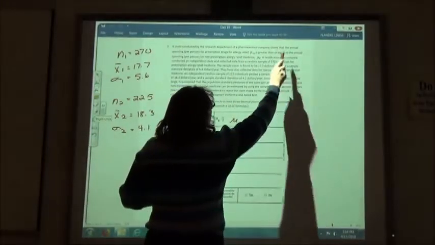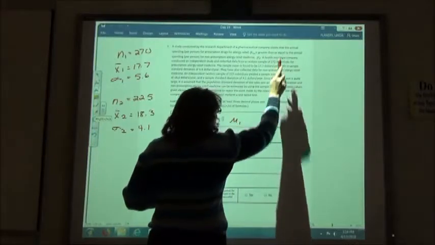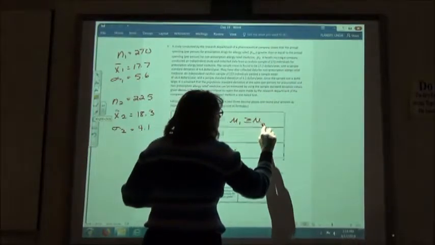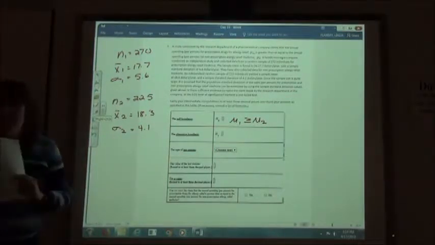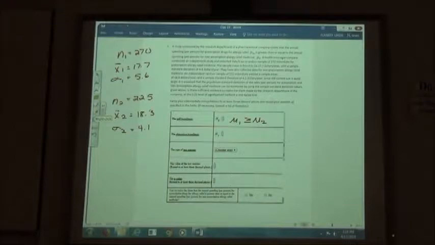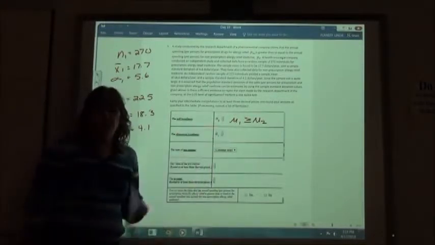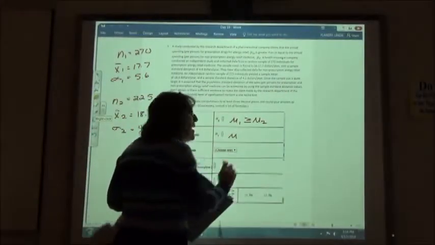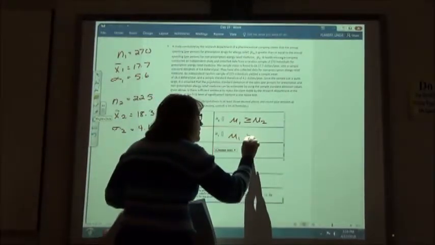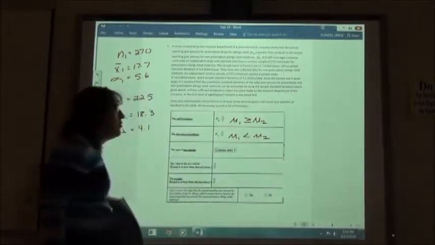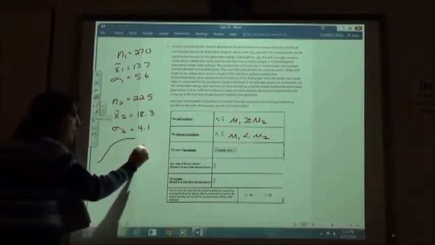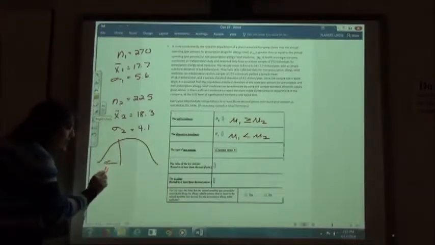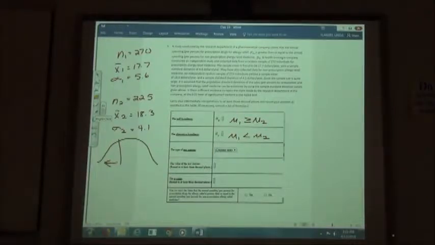mu1 is greater than or equal to mu2. Since that has the equal to, it's going to go in for our null, right? That was the claim. The claim is it's greater than or equal to, the null always contains the equal to, which means my alternative hypothesis would be mu1 is less than mu2. So when I'm doing my one-tailed test, this time I'm doing a less than value over here.